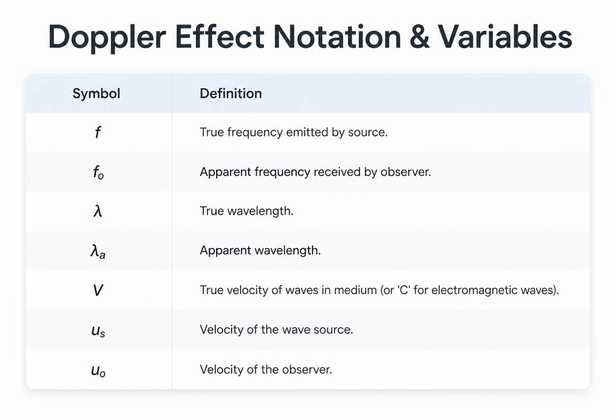To analyze this mathematically, we must establish our variables. We distinguish between the true properties of the wave as emitted at the source, denoted by f for frequency and lambda for wavelength, and the apparent properties detected by the observer, labeled fo and lambda sub a. We also define v as the wave's propagation speed through the medium, while vs and vo represent the physical velocities of the source and observer, respectively.